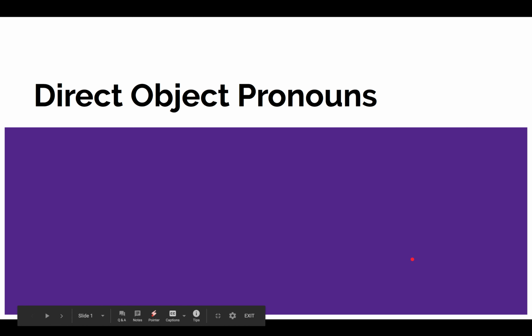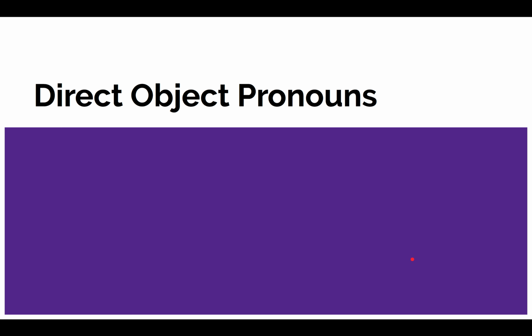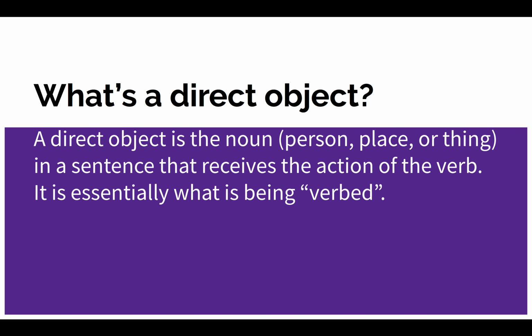So this is a lesson on direct object pronouns. As you know, a pronoun is a word that takes the place of a noun, and we're talking about direct objects. And a direct object is the noun or the person, place, or thing in a sentence that receives the action of the verb. In other words, we say what is being verbed, whatever the verb is.